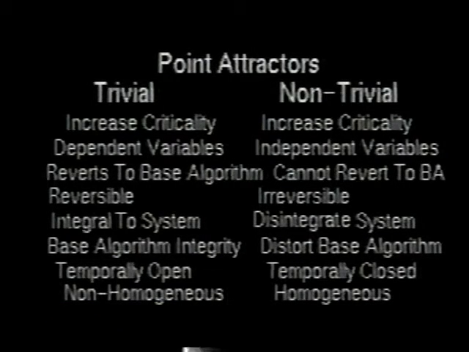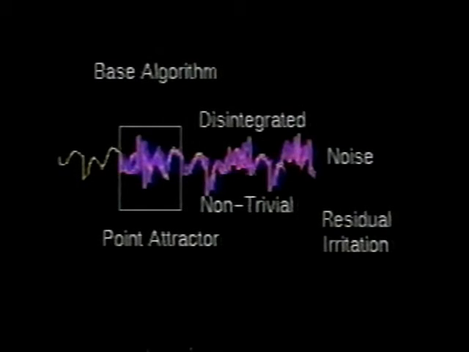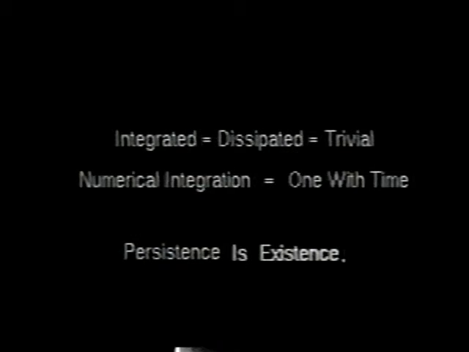When a point attractor event is integral or trivial, it passes through without changing the basic pattern. When a point attractor is non-trivial, it becomes biological noise. This is residual irritation in the system from the stressor. If these stresses are integrated and eventually dissipated into the integral flows of the system, they remain trivial. This process is called numerical integration. It literally means one with time. It persists, and persistence is existence.